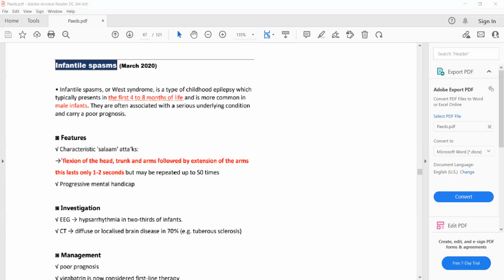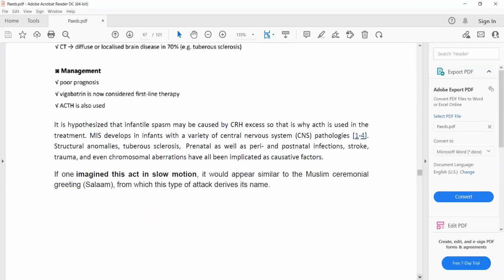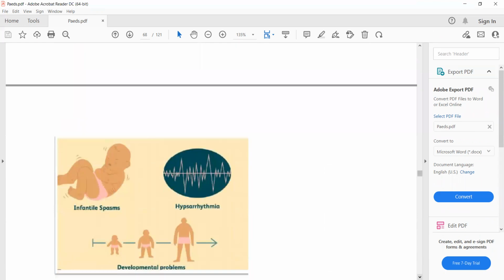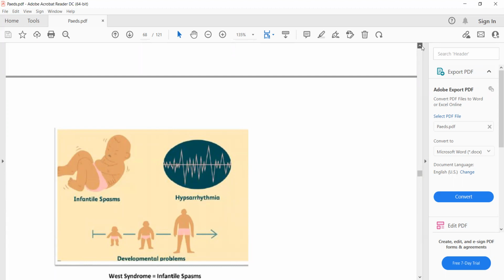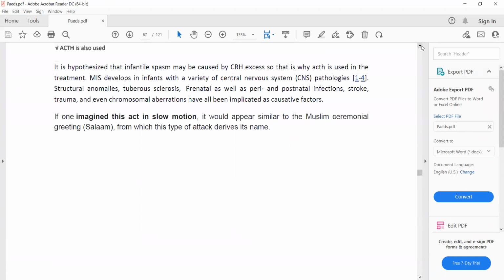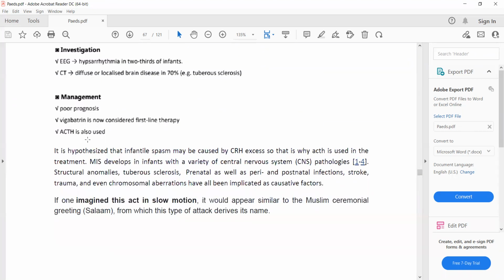The prognosis of infantile spasm is very poor. Let me show you an EEG of infantile spasm. So you can see this normal wave followed by these arrhythmias, which is known as hypsarrhythmia on EEG. And this is the diagram of infantile spasm, that is flexion of the head, trunk, and arms, followed by extension of the arms. And the second name for infantile spasm is West syndrome. The diagnosis is confirmed on EEG and on CT scan. The prognosis of this condition is very poor.